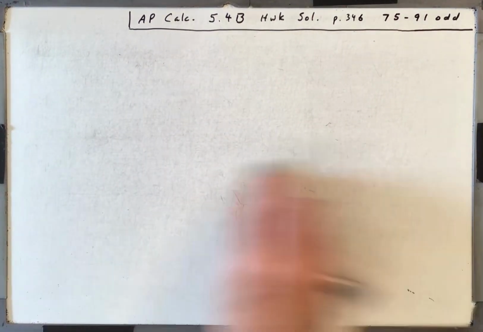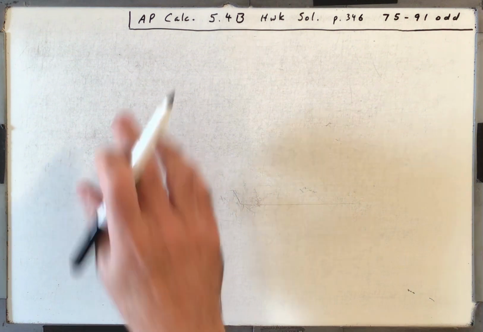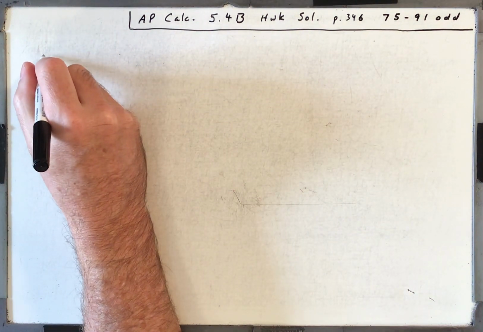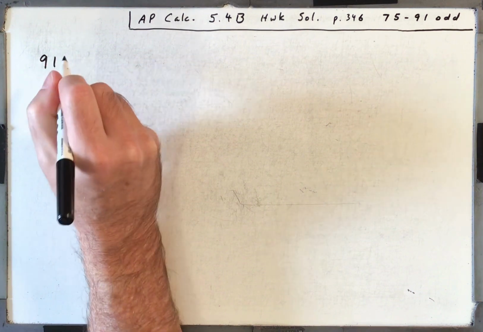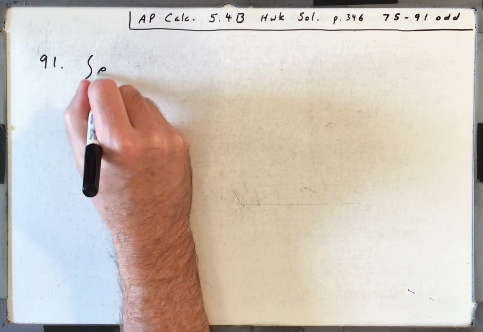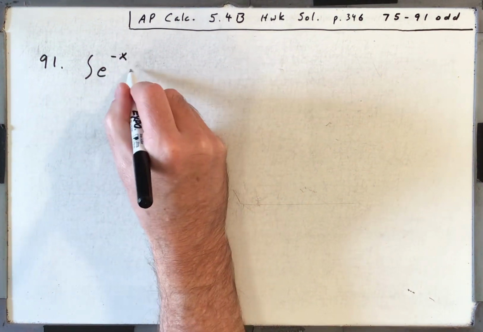And here we go for the last homework problem that is not a test review for 5.1 to 5.4. So we got number 91. That's e to the minus x times tangent e to the minus x dx.